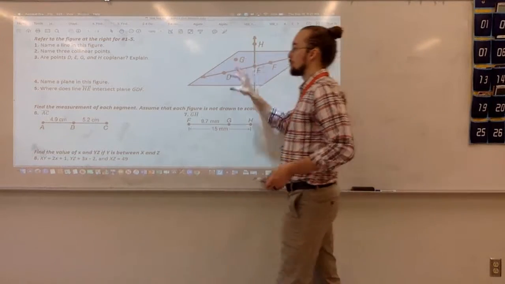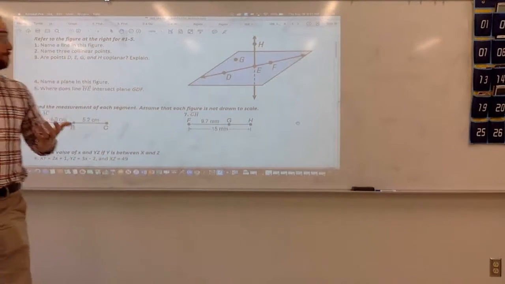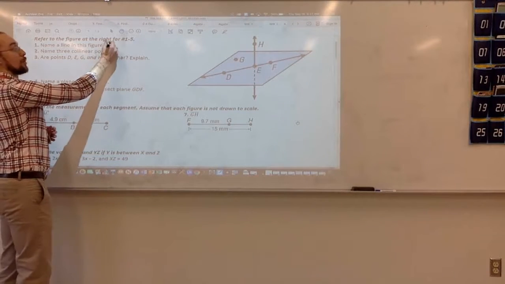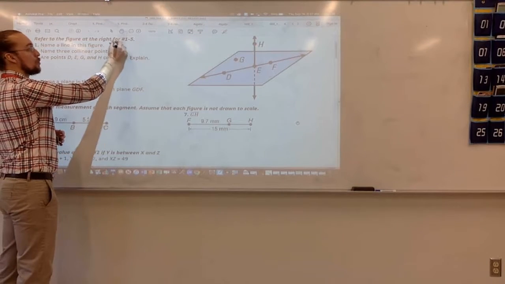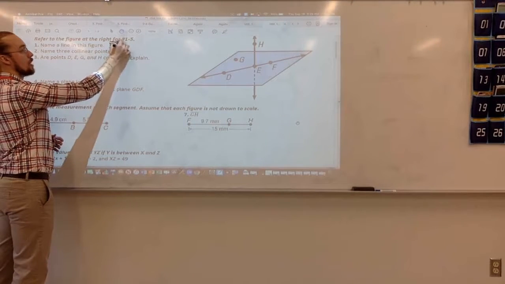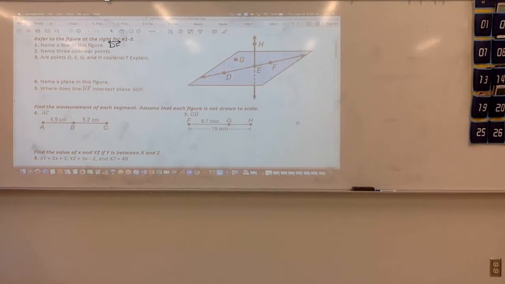So first 5 questions, we're looking at this diagram. First one just says name a line in this figure. DF. Sure, that would work. Remember, to name a line, we are only using 2 points. Do not name a line using 3 points. Only 2 points, and then we put a line over top. That's how we name a line.